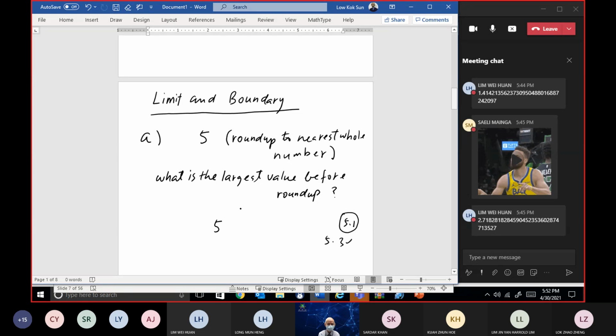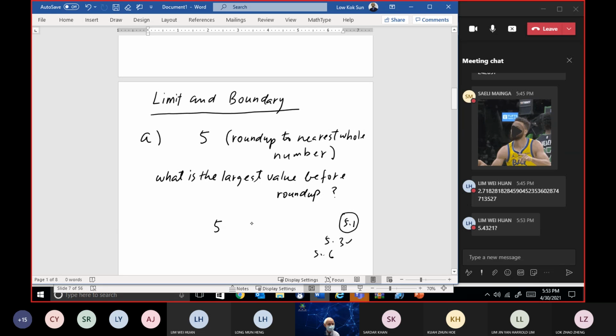So we want to find the largest now. What could it be? 5.6? No. Because 5.6 rounded is not 5, it becomes 6 already, right? So what is the highest value before round up?